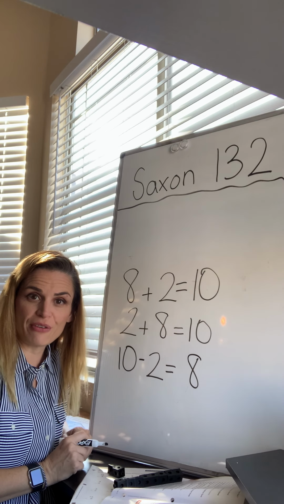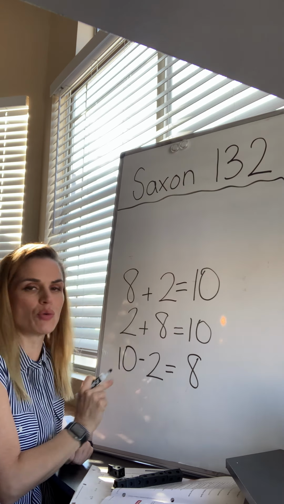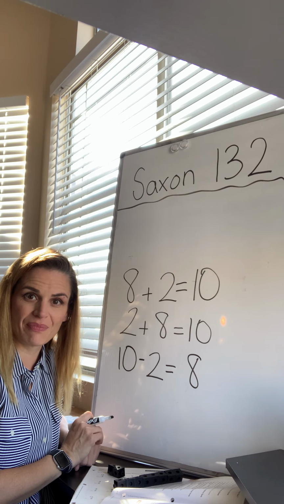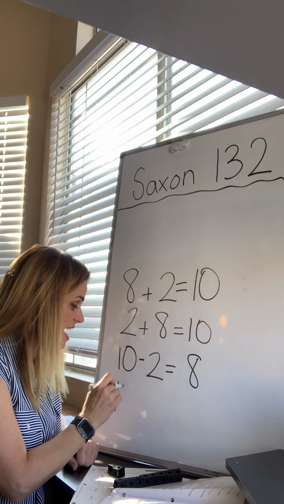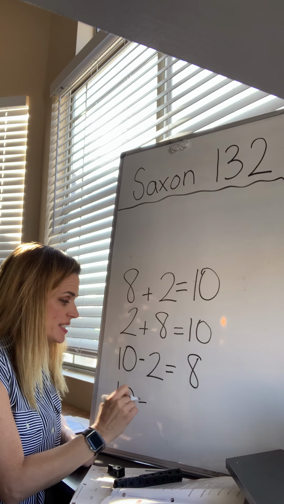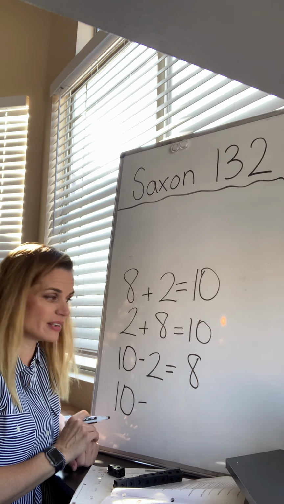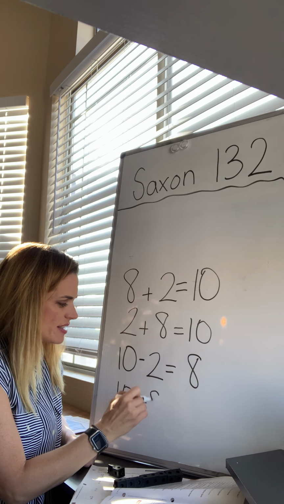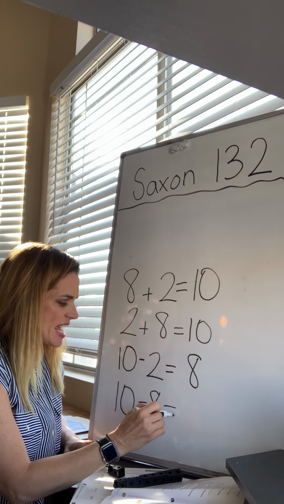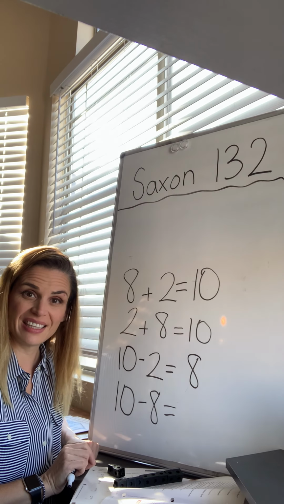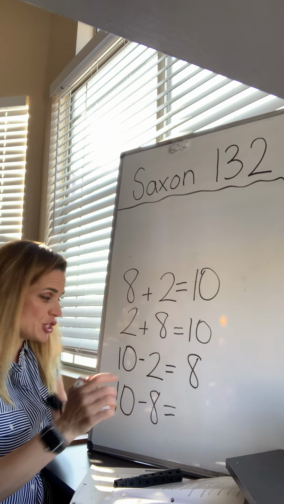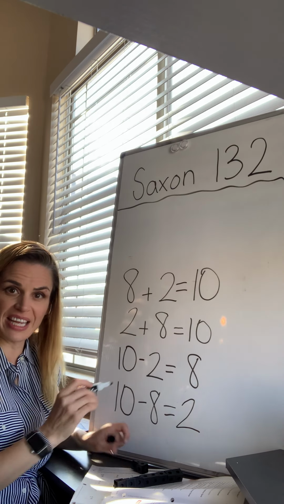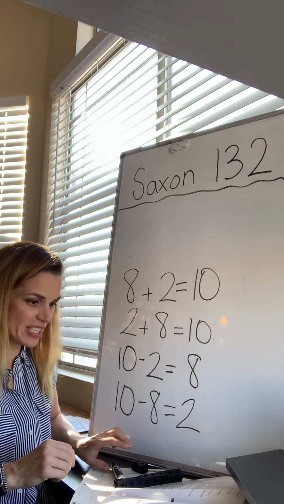Now we have one more fact. By looking at this pattern, what do you think that fact is going to be? Here, what do you think it's going to be? 10 minus 8 equals 2. So this is our fact family for that problem. Let's do another one.